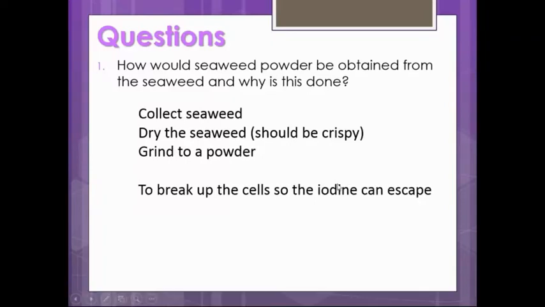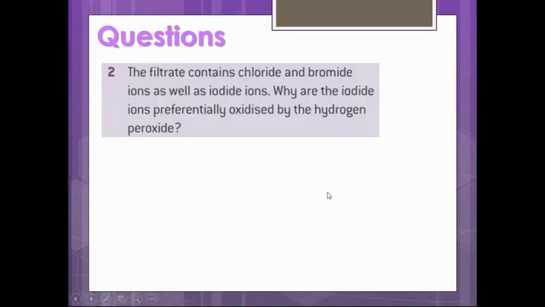Okay, question. The filtrate that you did, so it contains chloride and bromide ions as well as iodide ions. First thought, why? Why might the filtrate contain chloride and bromide in addition to iodide? Why might that actually be there?